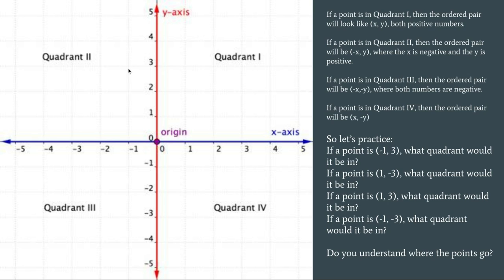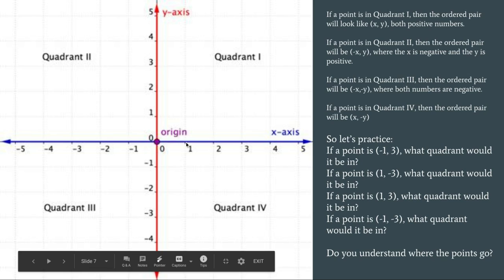If a point is (1, -3), what quadrant would it be in? Which quadrant has the rule positive x value and negative y value? Correct. Quadrant 4. It would be right there.